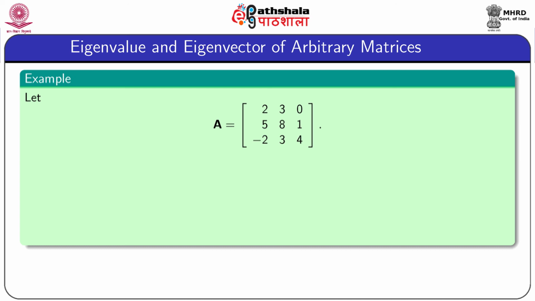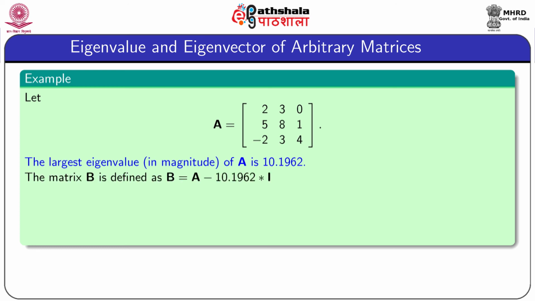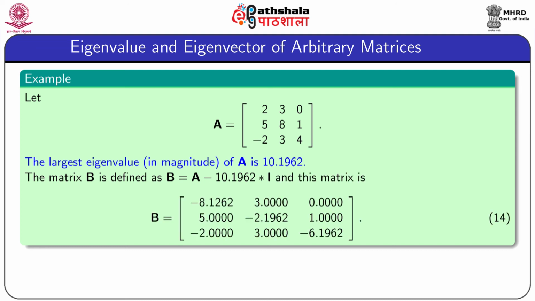Now, we explain this method by considering an example. Let A be a matrix of order 3 by 3, and we have calculated the largest eigenvalue of the matrix A as 10.1962, and this value is obtained by the power method. Now, we construct the matrix B defined as B equal to A minus lambda I, where lambda is the largest eigenvalue 10.1962 and I is the unit matrix, and this matrix B is given by equation number 14.